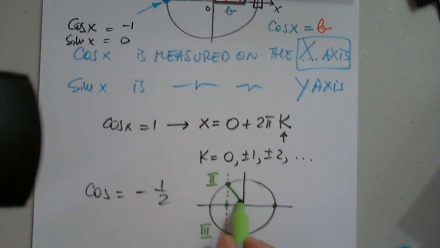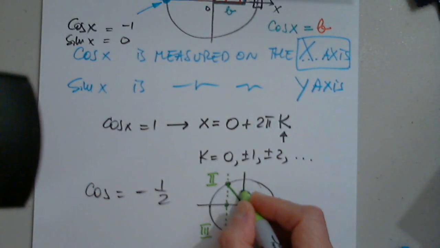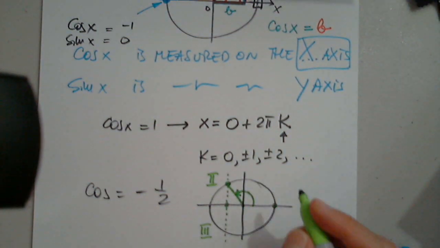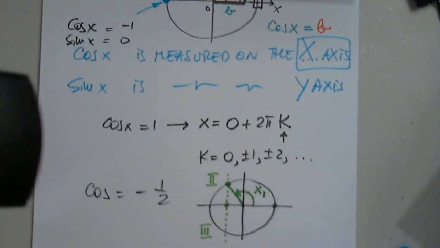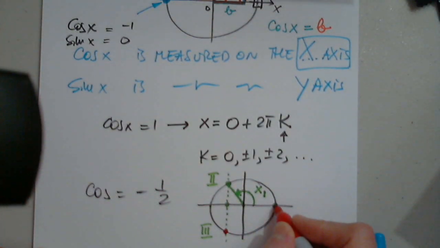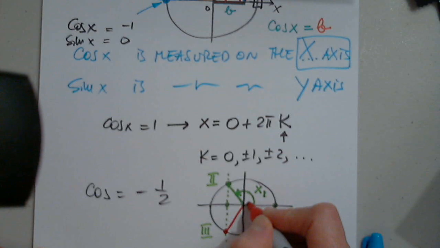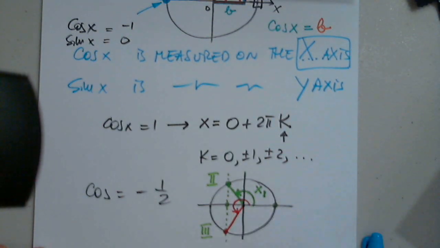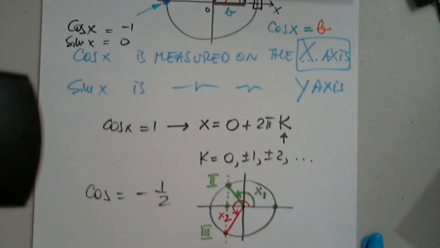So this is one angle. I'm going to call it x1. But there is another one with the end point here and the start point here, which is this. I'm going to call this red angle x2. In quadrant 3, right? Yes. It would be in quadrant 3 because it's negative.